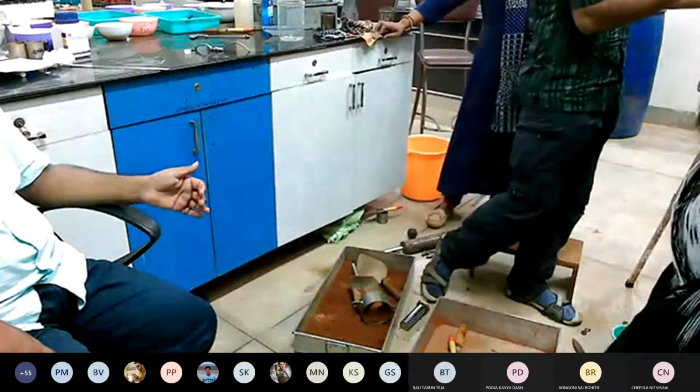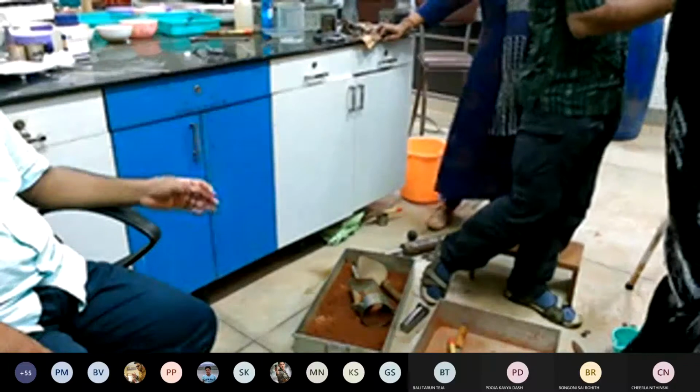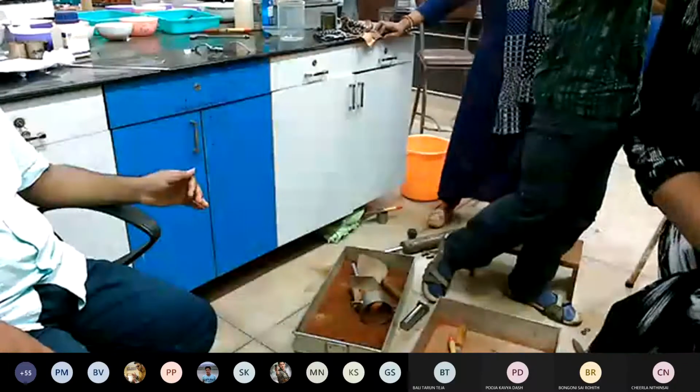The weight of the mold including soil is 6.152 kg.